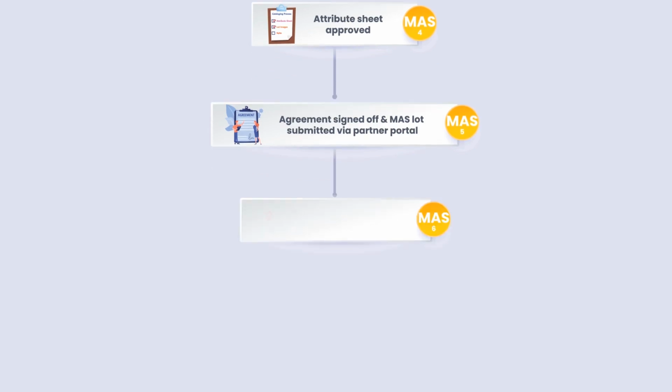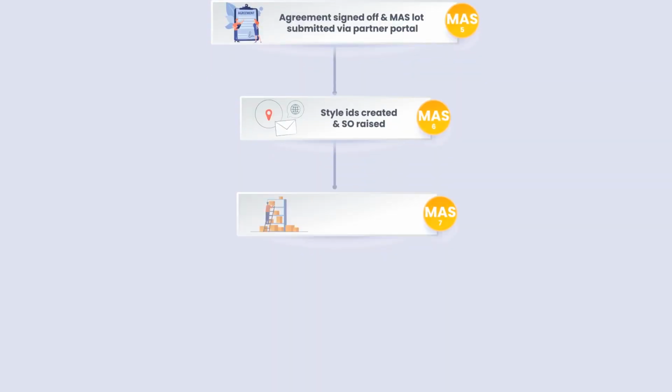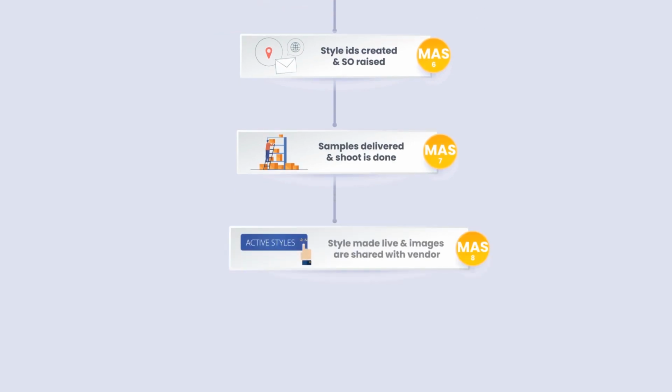Team Myntra will create Myntra style IDs and SO will be raised. SO can be downloaded from the Partner Portal itself and ship the sample products for the shoot as per instructions on the mentioned address in SO. Myntra team will shoot the products and make the styles active.